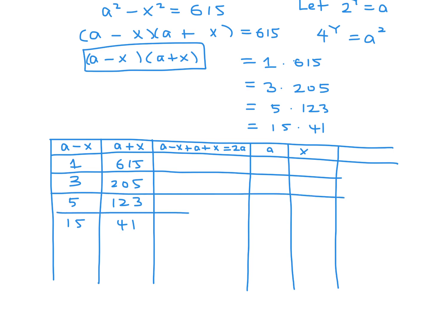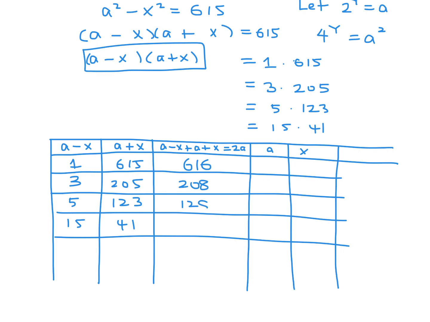All right, let's see what we get. If we add them, we get 616, 208, 128, and 56. Then divide by 2, you get 308, 104, 64, and 28. And then x you can easily get, for example, from this, right? You have the value for a, and a minus x is 1. So in this case, it would be 307. In this case, it would be 101. This would be 59 and 13.